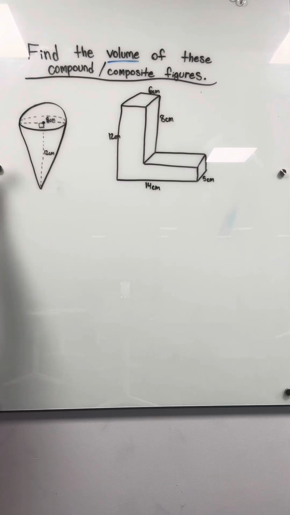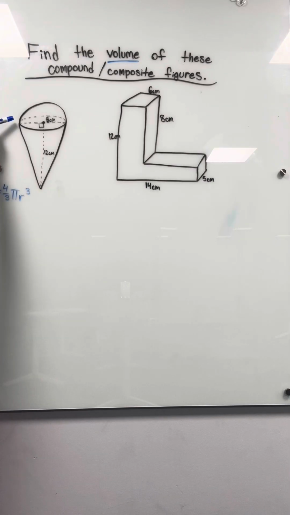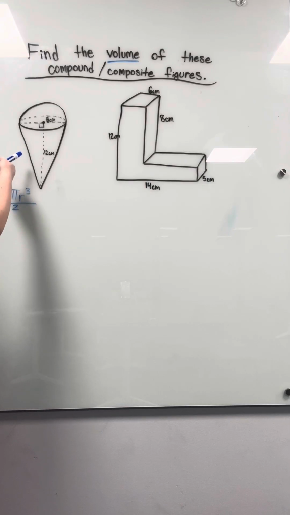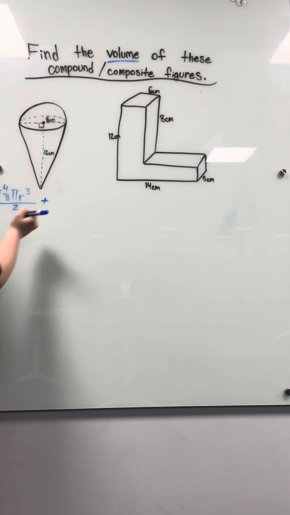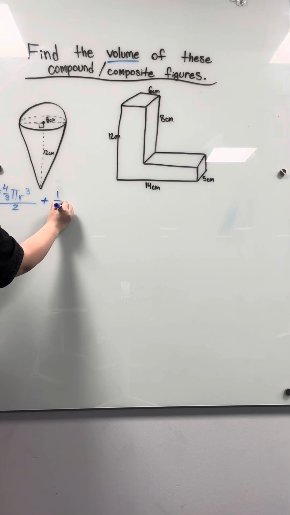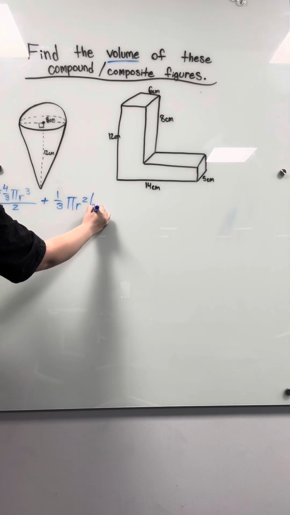To find the volume of a hemisphere or half sphere, we will use the formula volume equals 4/3 pi r cubed. And since it's half of a sphere, and this is the formula for a sphere, we will need to cut that in half. So that will be divided by 2. And we'll need to add this to the volume of our cone as well. So plus the volume of our cone is 1/3 pi r squared times height.